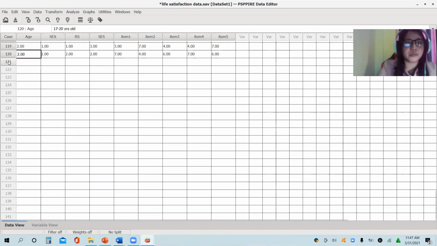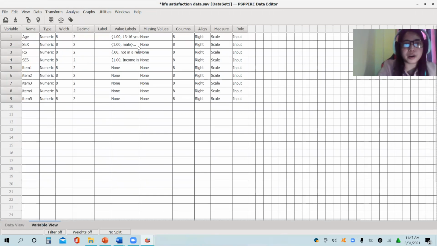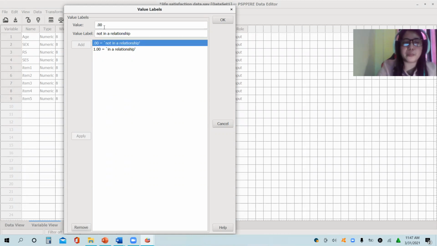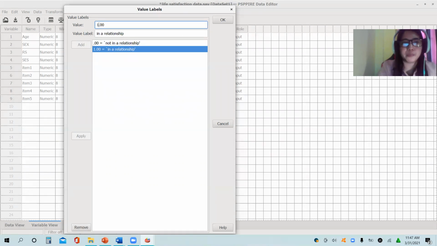Oops, let us go back. Okay, so all is set in variable view, but we also need to go back to the numbers that we use. Initially, our topic is that we use 1 and 2, but when I was encoding our data, I failed to do that. So 1 is for not in a relationship.